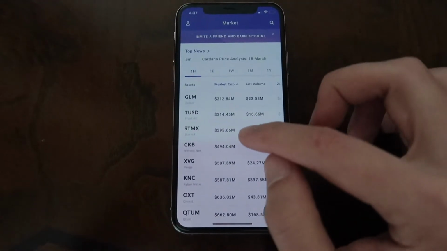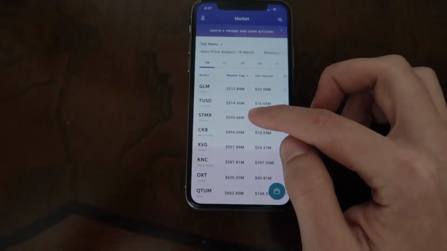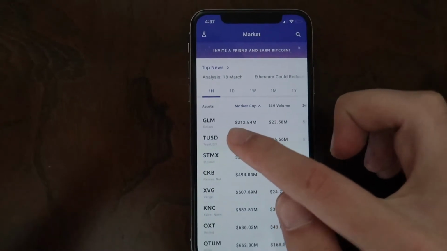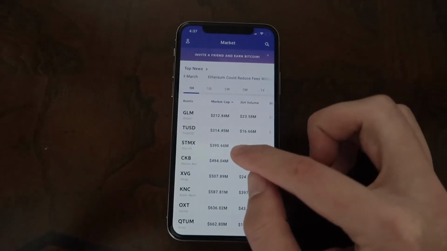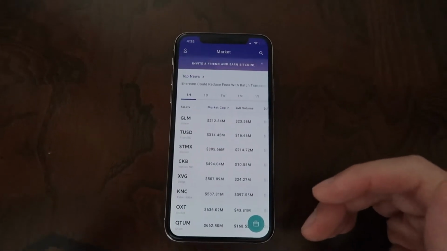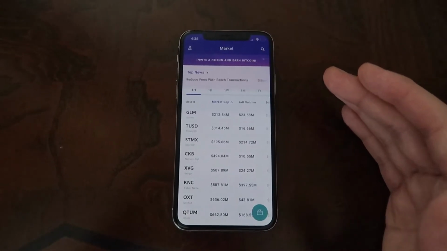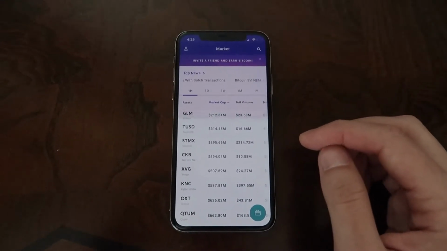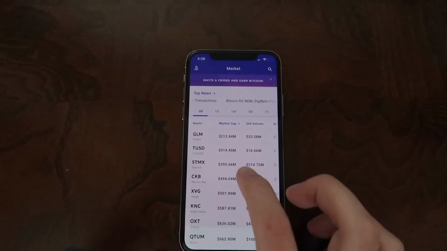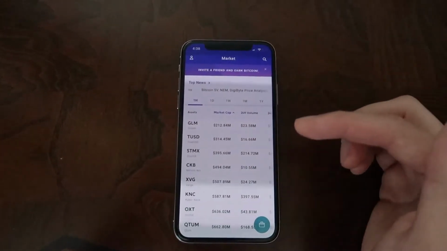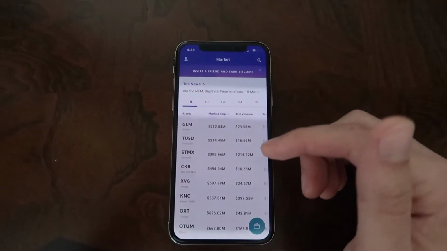As you guys see here, Storm is no longer the lowest market cap. It is now GLM, Golem currency. And the reason why I bought Storm is because it was the lowest market cap. So that was literally the only reason why. The volume is super high today. I don't know why, but I'm super happy that I bought Storm at that price range, about a cent. It's now trading for about 4 cents right now.